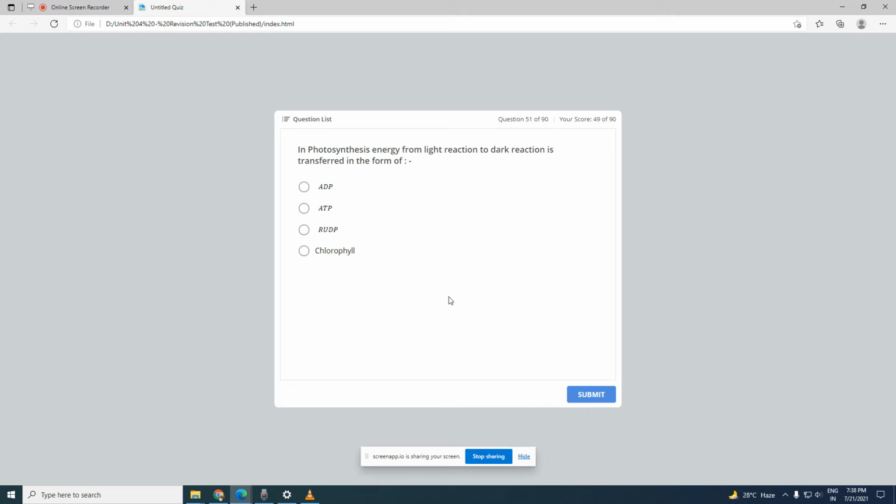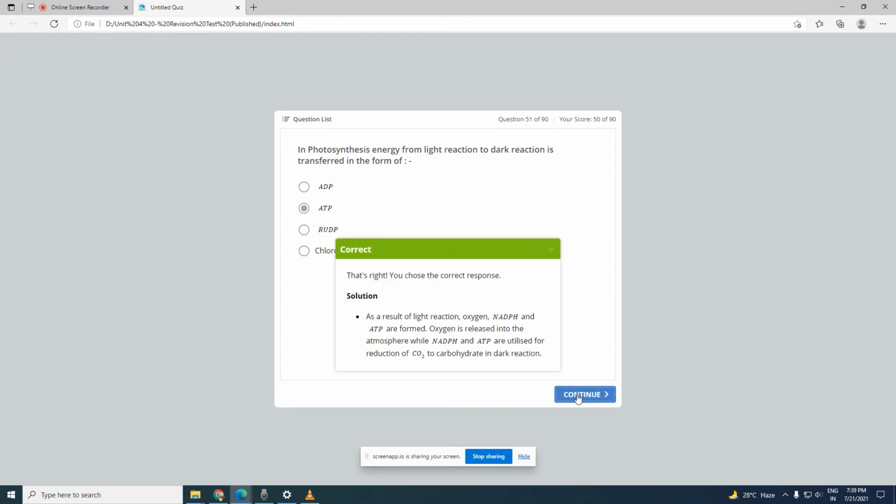In photosynthesis, energy from the light reaction to the dark reaction is transferred in the form of ADP, ATP, UDP, or chlorophyll. Option B, ATP, is the right answer.